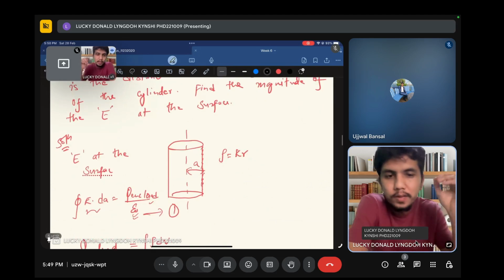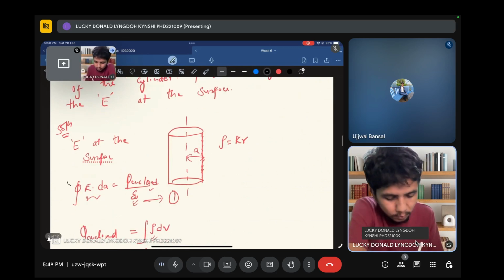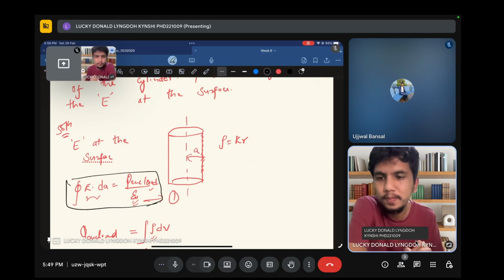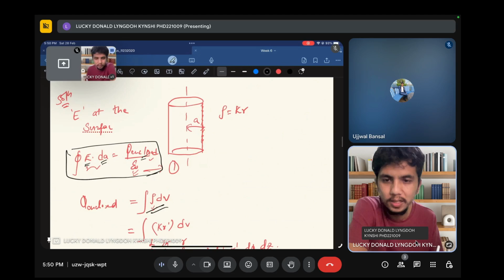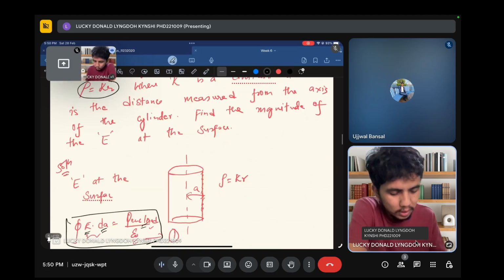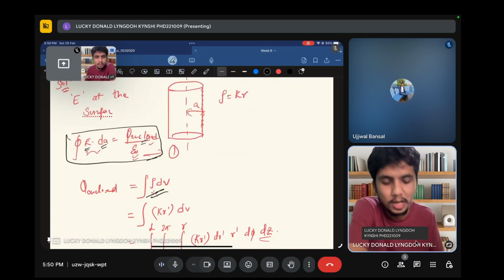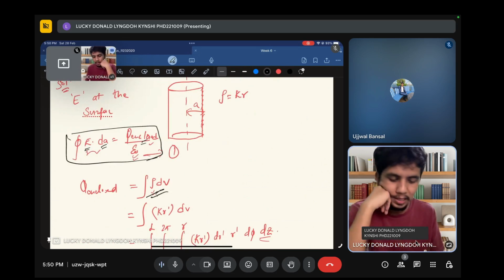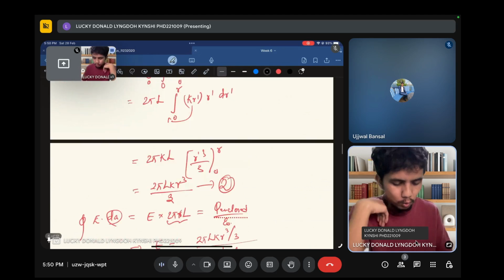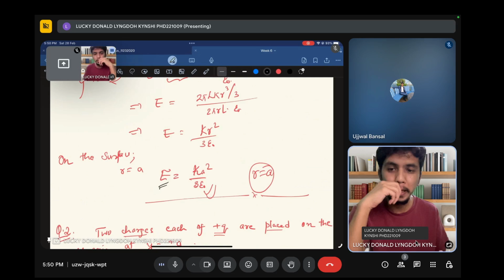If the question asks to find the electric field, you can use the famous Gauss law: E dot dA is equal to Q enclosed by epsilon naught. Q enclosed is in fact the integral of rho dV, and rho is already given to you. You can just do the integration and substitute back in equation 1. And dA is the area of the cylinder, which is 2 pi r L. On the surface, you can put r equal to a, and you will get the electric field.